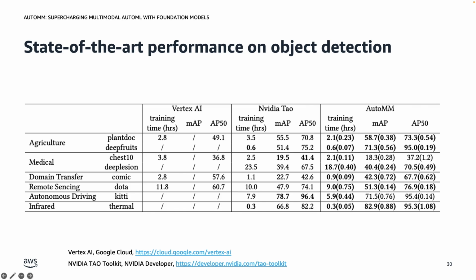We also evaluate AutoMM on object detection. We collected datasets from different domains and compare with Vertex AI and NVIDIA et al. We can see AutoMM outperforms Vertex AI and NVIDIA et al. on most datasets, and it consumes the least training time compared with the other two.